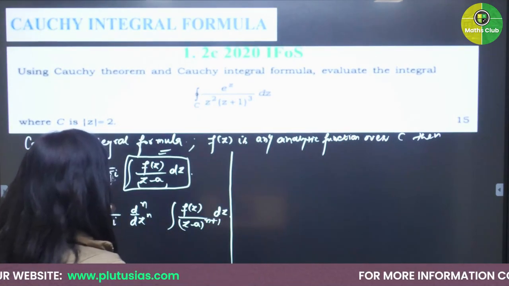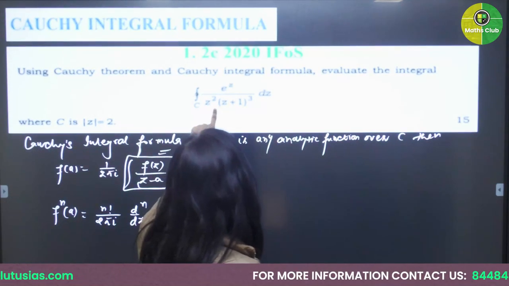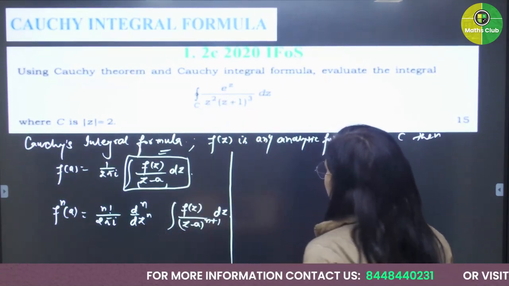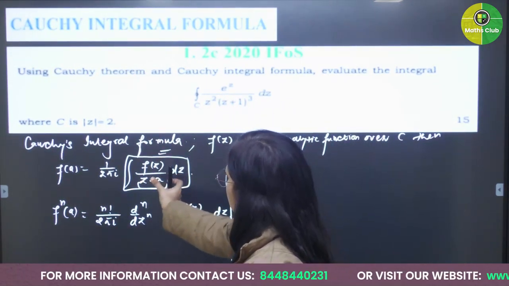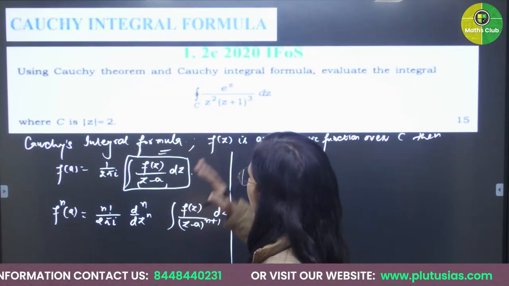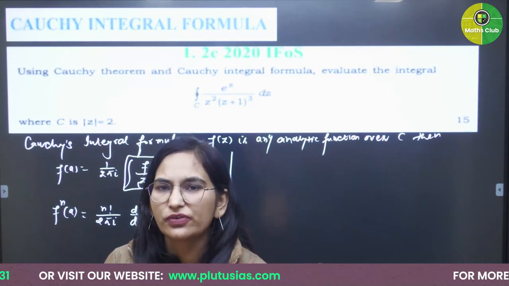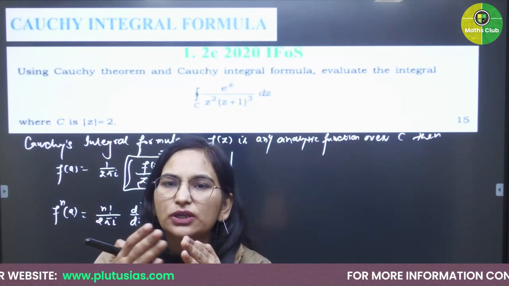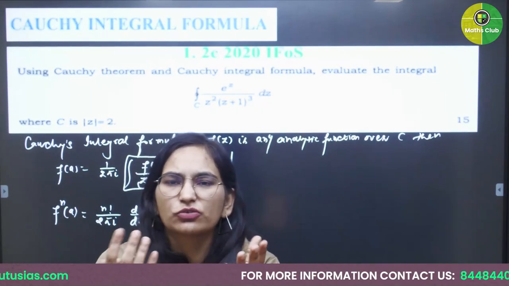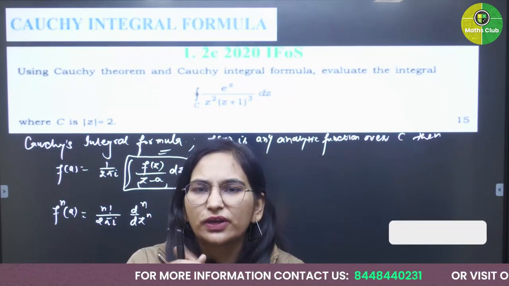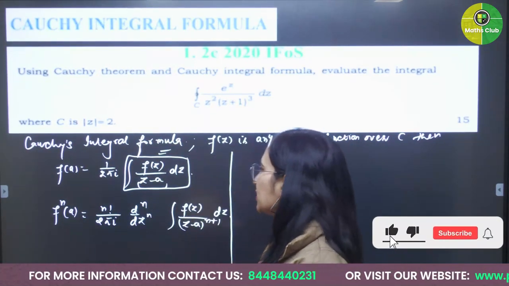But before that, let's check this one. They are saying, ab hum isko kya kar sakte hain? Convert kar sakte hain, so that it can have your single function in the denominator. And for that, what you require? You require to break this into single factors, or powers of only one factor. Then we require partial fraction.